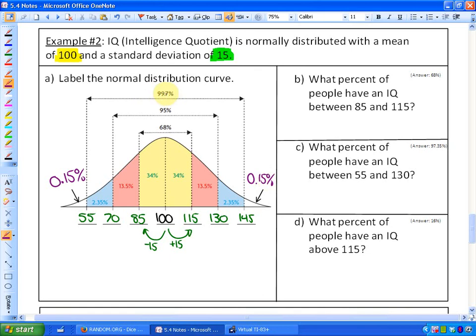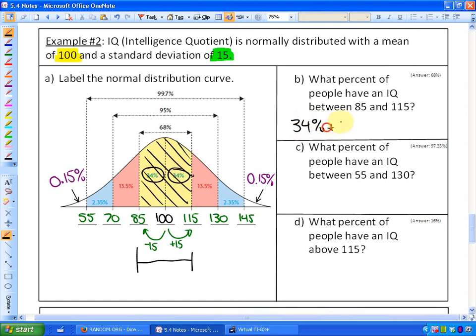First question says, what percent of people have an IQ between 85 and 115? Between 85 and 115 is the people between here, so that would be this group of people. If you look at the values in there, here's a 34 and here's a 34. So that would be 34% plus 34%, or in other words, 1 standard deviation in either direction. The answer would be 68%. So 68% of people have an IQ between 85 and 115.